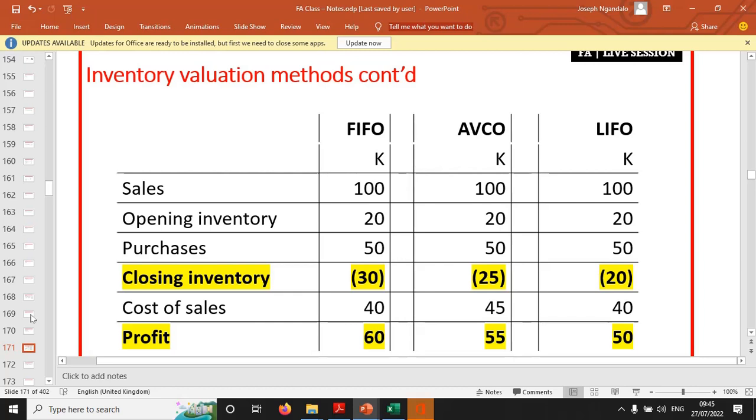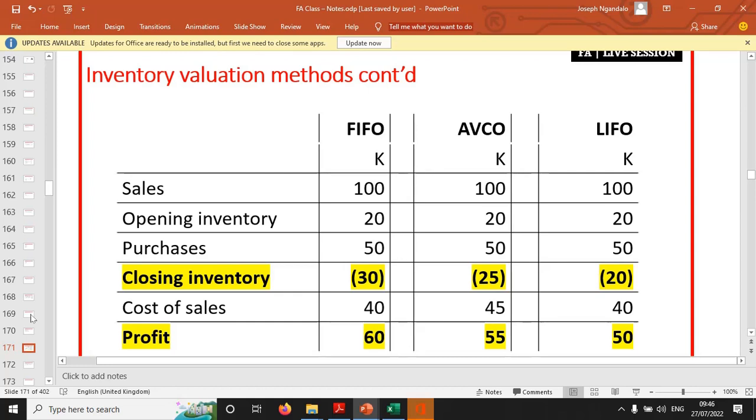So assuming there is inflation, we shall see that this particular method will report a higher closing inventory, because units in inventory will be valued at the latest prices. Very important point. But this one, average, but this one, the older prices, right? And we are saying inflation, meaning that the older prices were on the low side in inflation time.